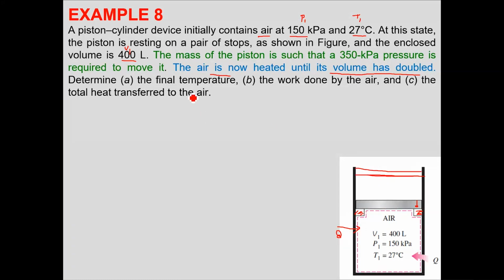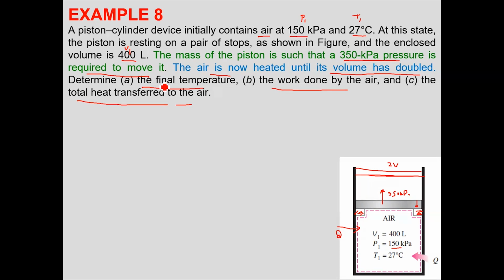And before that, it says that the mass of the piston is such that a 350 kilopascal pressure is required to move it. So it says in order to get to the double volume, there is a pressure which is required. So your pressure needs has doubled. You have to find the final temperature, the work done by the air, and the heat that has been transferred to the air, which is causing this change in volume.